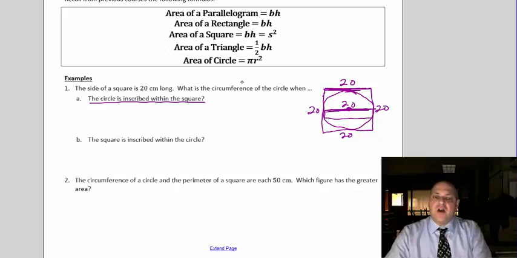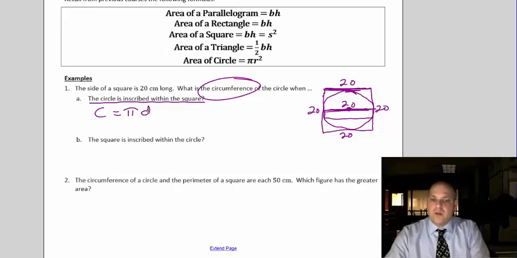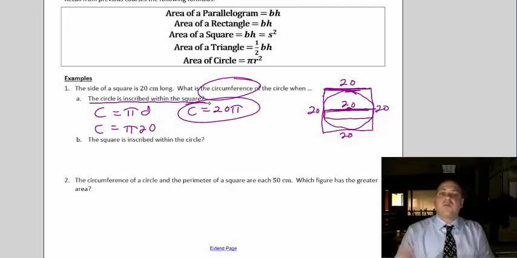So we want the circumference of the circle. Well, circumference is pi times diameter. So it's simply going to be pi times 20. So that's 20 pi. Circumference is 20 pi. Now, we're going to leave it in terms of pi. It doesn't say to do that, but I'm going to leave this answer in terms of pi.